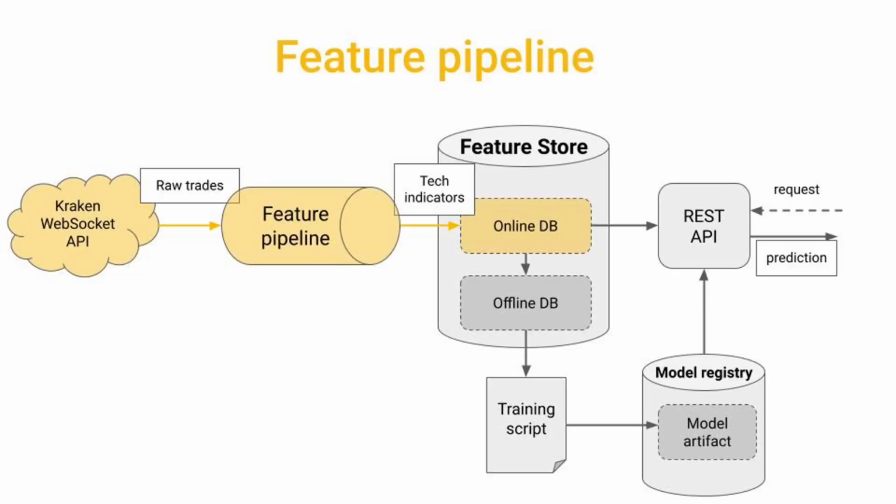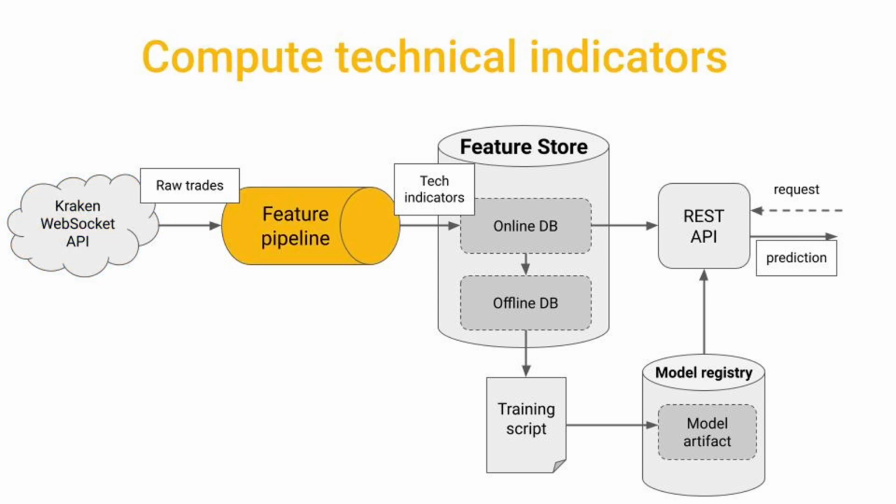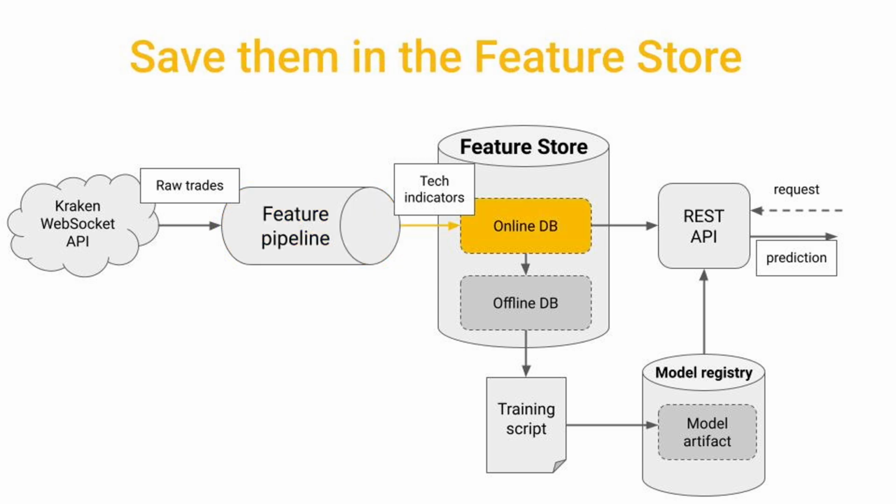This is a program that is constantly ingesting data from an external WebSocket, for example, from the Kraken API, processing these raw trades into technical indicators, which, for example, human traders use to generate predictions, and then you save these final features into a feature store.